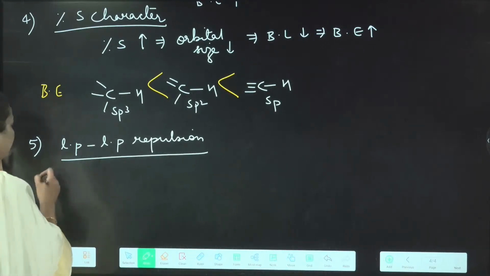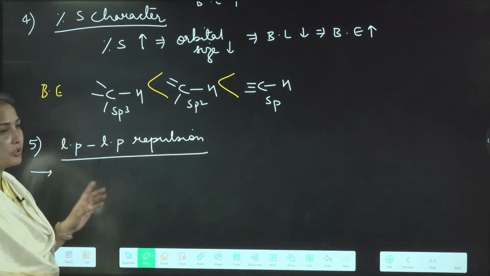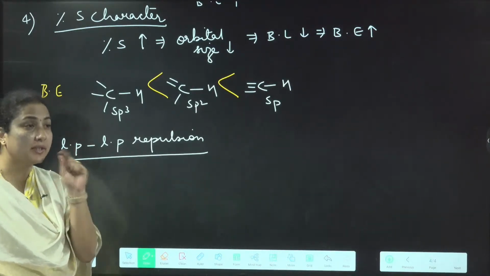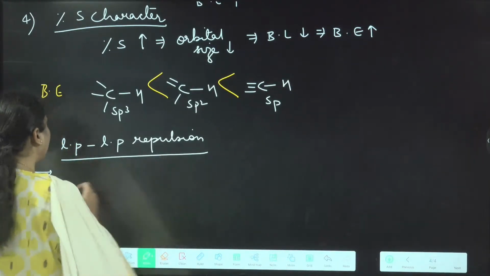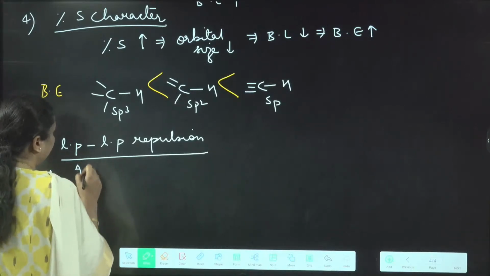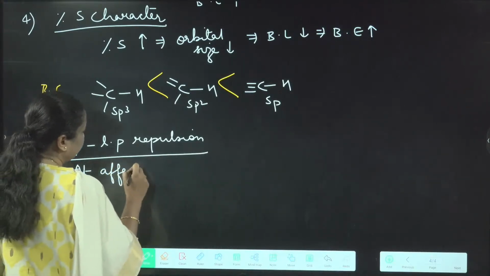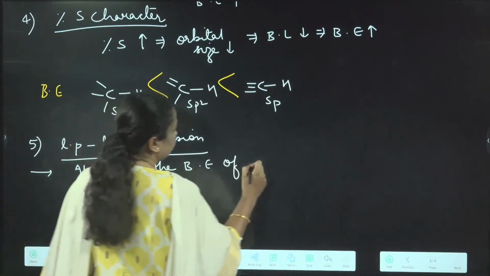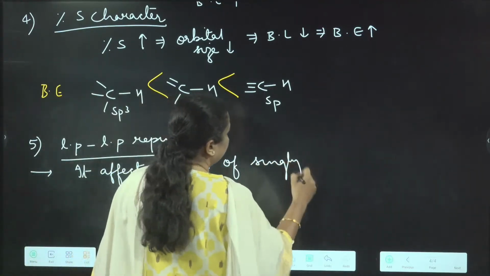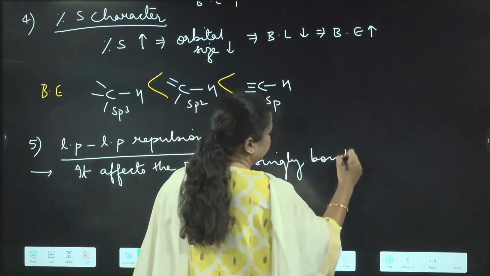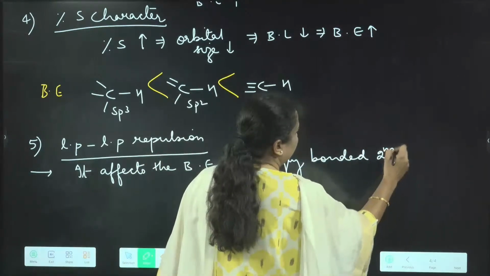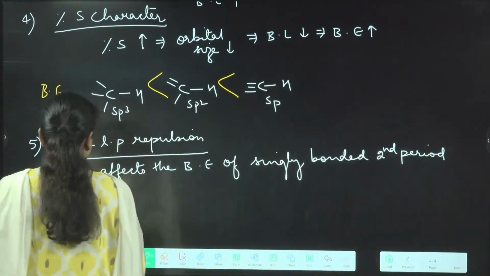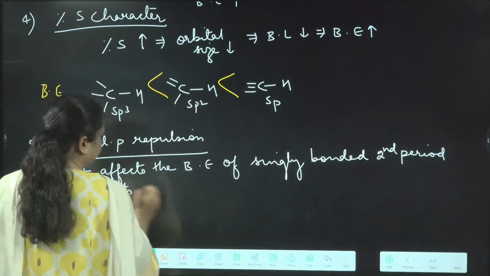Now this factor which is there is going to affect the bond association energy of only second period elements, that too when they are singly bonded. Other than that, no effect for this. So we are saying it affects the bond energy of singly bonded second period elements.